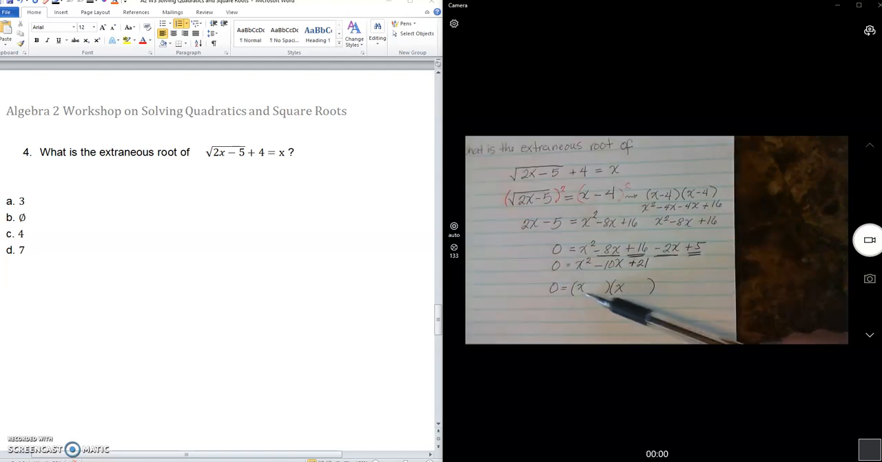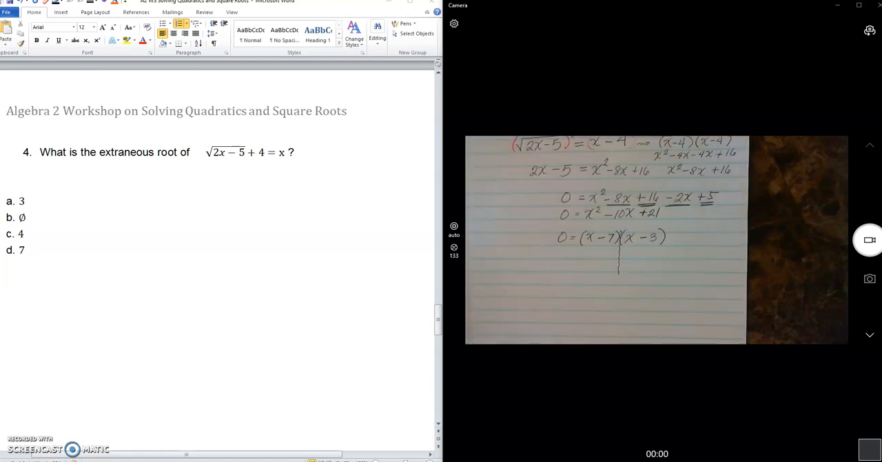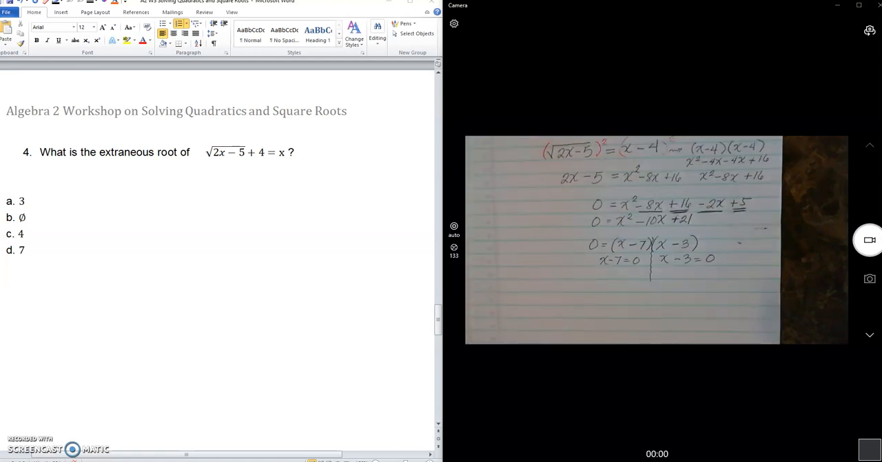X squared will be x times x. For positive 21, I chose negative 7 and negative 3 because if I multiply them, it becomes positive 21, but when I add them, it becomes the middle term. We will apply the zero property. Then now we have x equals 7 and x equals 3, and we will find out which one is the extraneous by going back and checking.